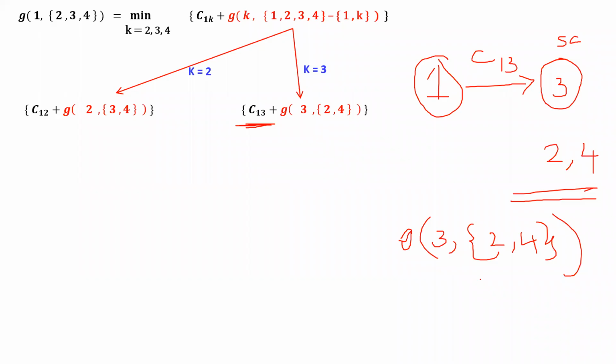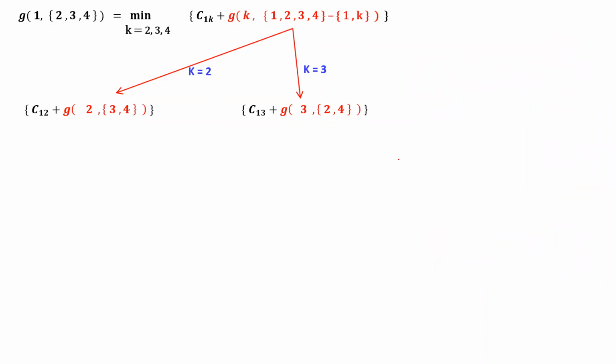So what am I doing here? By using recursion, I am trying to divide the main problem into sub-problems. That is what I have written here: G of 3, 2, 4. 3 is the starting city. 2, 4 are the remaining cities that I need to visit.